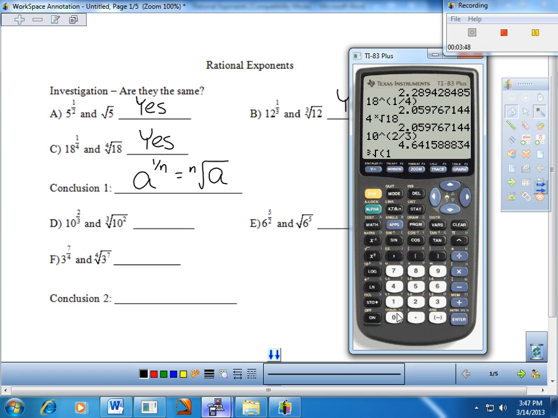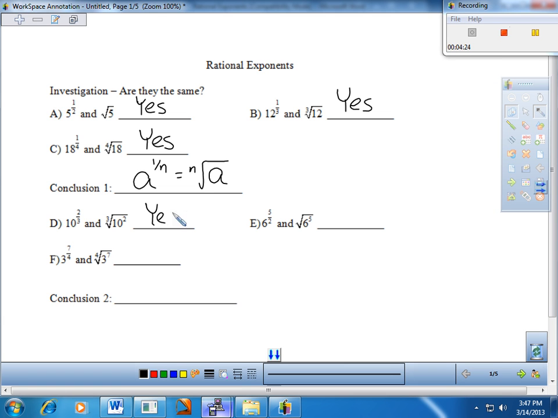So cube root 10, let's get that. And let's go ahead and square it. And notice we get the exact same. All right, so we can start talking about what the denominator of our fractional exponent means, and now also what the numerator of our fractional exponent means.